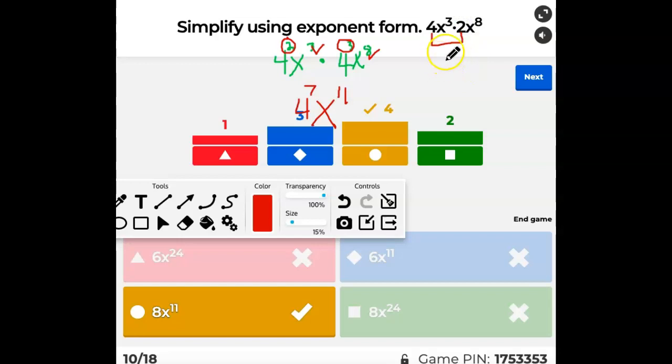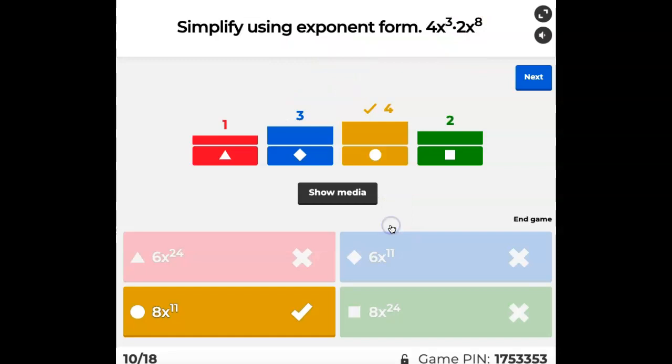But in this case, 4 and 2 are two different bases. They're not the same. So all you do is multiply. That becomes 8. And then x, you see that's 3, and that's 8. So that's 11. Do you get that? And later on, maybe I'm going to ask you, how much is 4 to the power of 7? Then you simplify it with the actual value, not exponential form. Question? All right, let's move along.